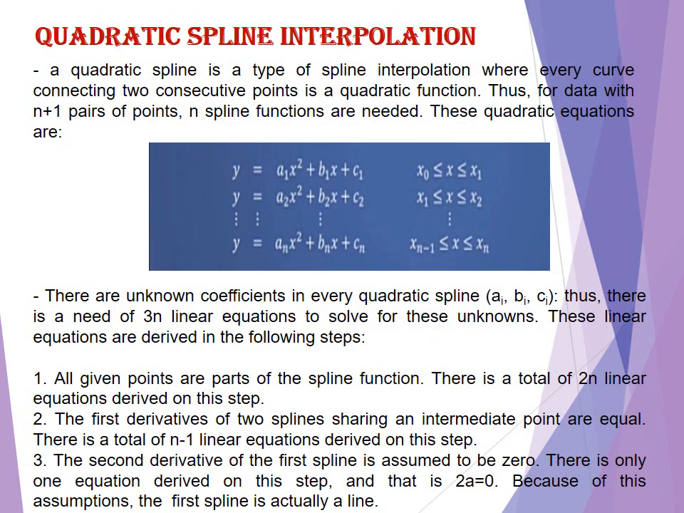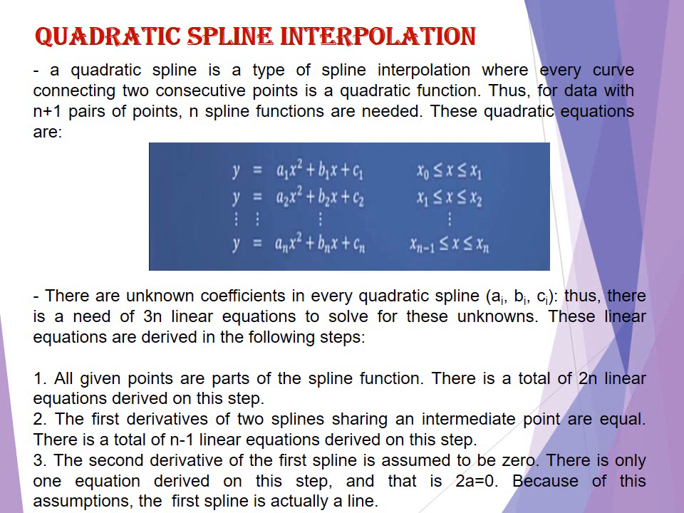And for the quadratic spline interpolation, what is quadratic spline interpolation? It is a type of spline interpolation where every curve connecting two consecutive points is a quadratic function. Thus, for data with n plus 1 pairs of points, n spline functions are needed. These quadratic equations are y equals a sub 1 x squared plus b sub 1 x plus c sub 1.